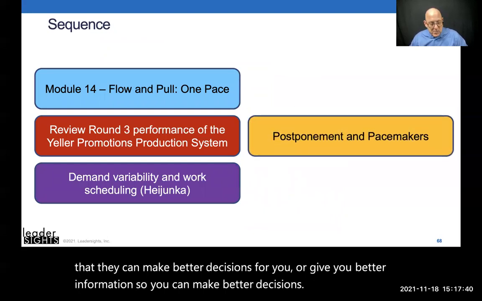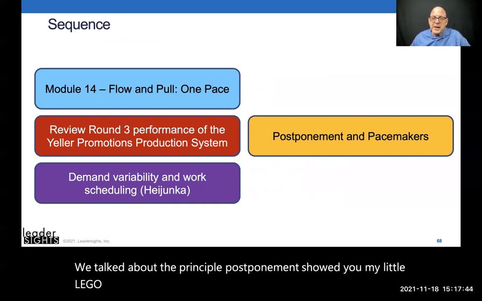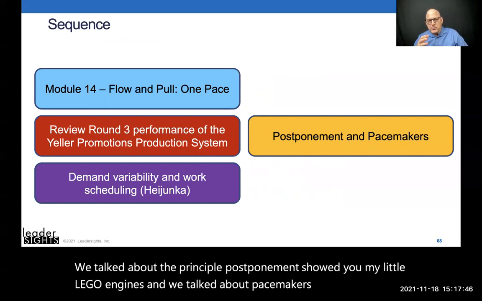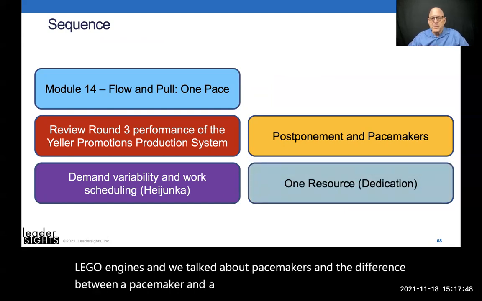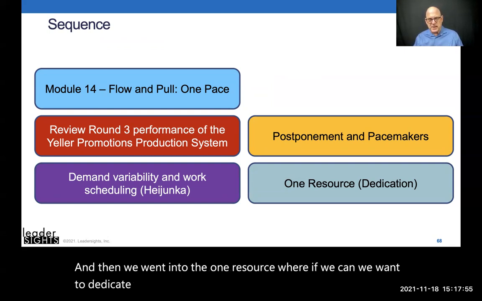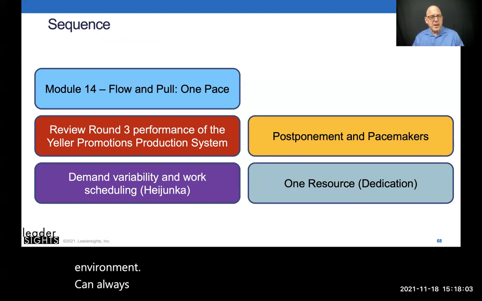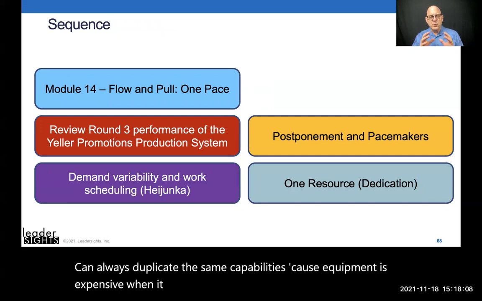We talked about the principle of postponement. I showed you my little Lego engines. And we talked about pacemakers and the difference between a pacemaker and a bottleneck. And then we went into the 1 resource where if we can, we want to dedicate resources, and that should allow us to stabilize things and get better balance and create a more satisfying work environment. You can't always duplicate the same capabilities because, you know, equipment is expensive when it does multiple things. We just want one tiny little thing.